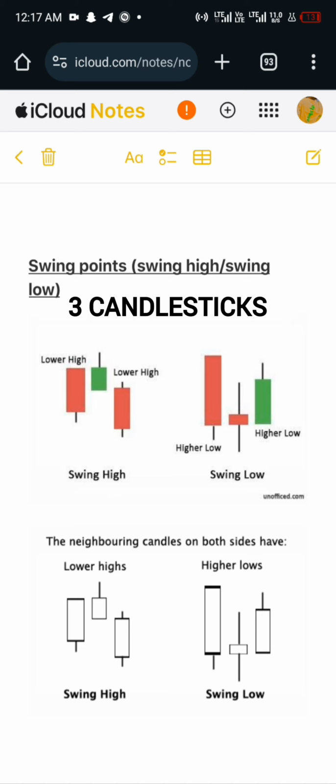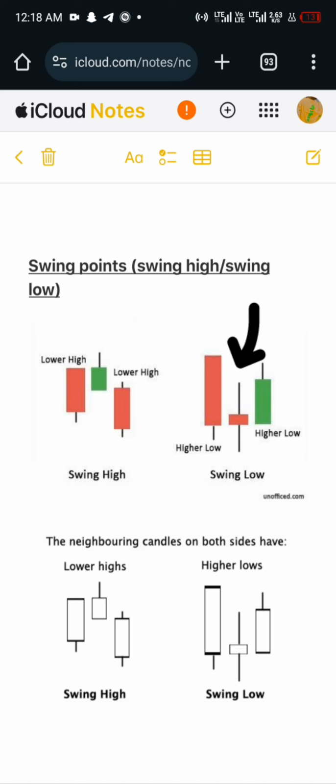I repeat again, on the left hand side, three candlesticks form your swing high, and then on the right hand side, three candlesticks form your swing low. So please always have that in mind when defining your swing low. You first of all make sure you have three candlesticks in front of you. Then on the left hand side, now let's focus here.